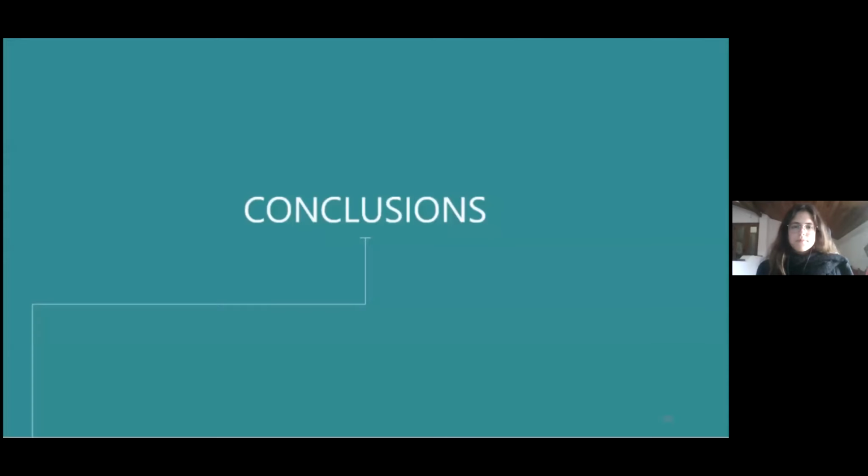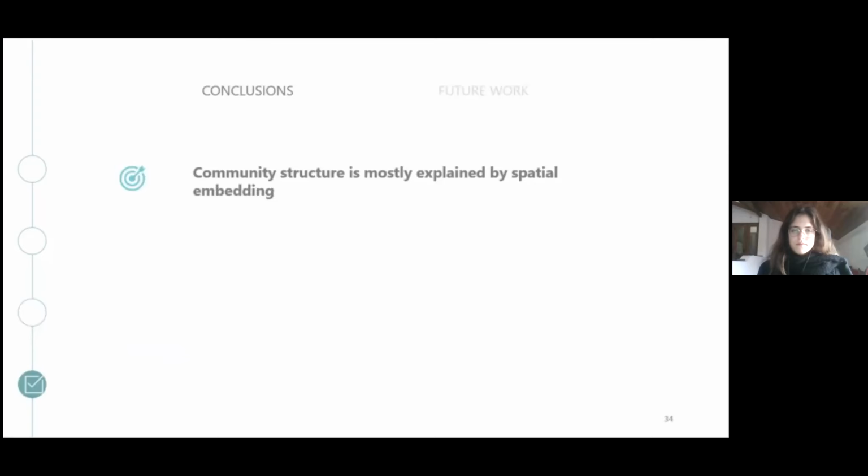So from these results, we can draw several conclusions regarding the community structure captured by functional connectivity data. First, it was possible to verify that the community structure present in these networks is mainly explained by their spatial embedding. This is not entirely surprising, since the geometry of the brain and its anatomical wiring will naturally constrain the neural activity and thus the resulting functional connectivity detected.